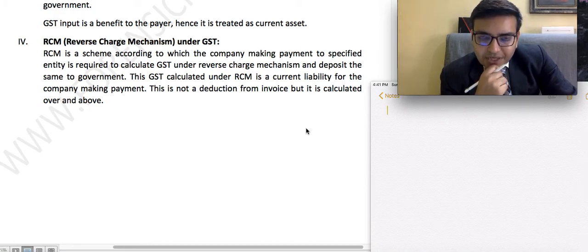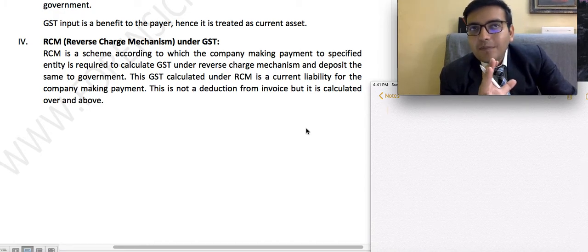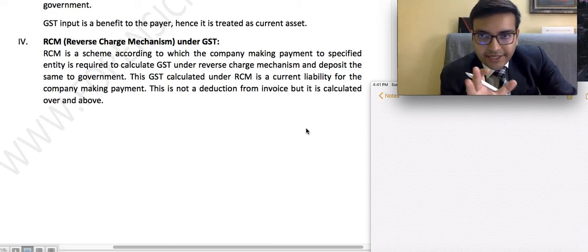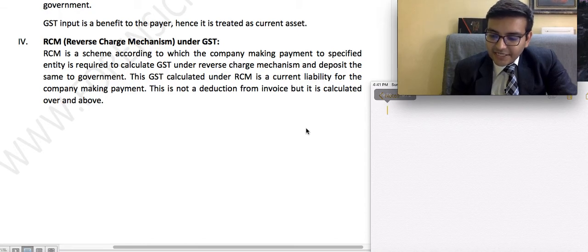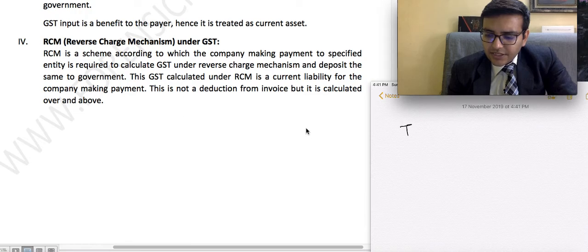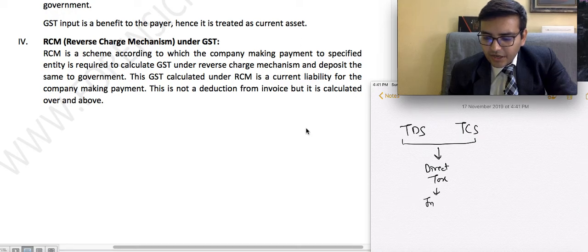The concept is near about the same as TDS, TCS and the like. But just understand one thing. TDS and TCS are a part of direct taxes, like income tax. And GST is an indirect tax.